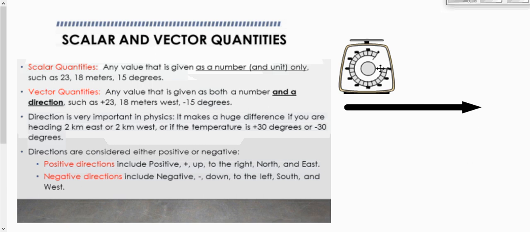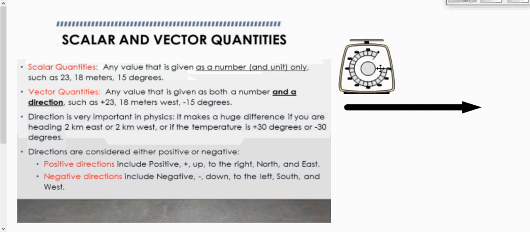Now, when we're talking about motion and how things are moving, we can talk about how fast or how much in terms of just a solid number. But we can also talk about in which direction. Direction is really important in physics. It makes a big difference if we're heading east or west, if the temperature is positive 30 or minus 30. Anytime we're talking in science, it isn't just the amount that matters, but the direction that is involved.